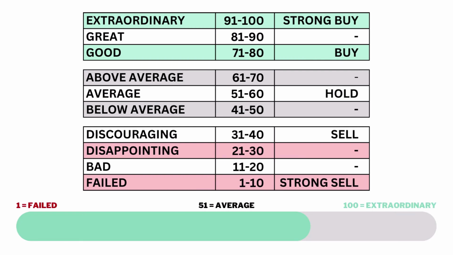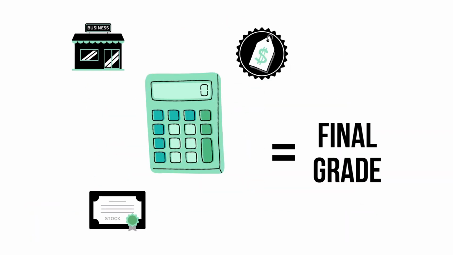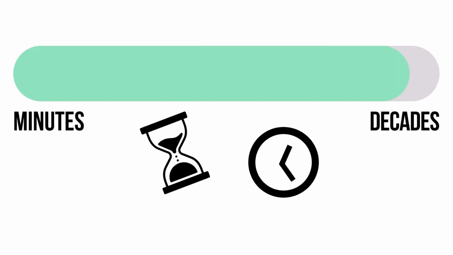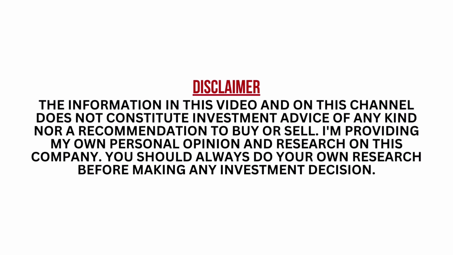Each of the 3 factors and 14 metrics are given a grade from 1 to 100, with 51 to 60 being considered average. When we've got the 3 factors graded, we combine them to get our final grade. Most companies will fall into that average range, since most companies are indeed average long-term investments. I want to stress that this analysis is meant for long-term investors. I encourage you to pause this video anytime so you can better understand the numbers.